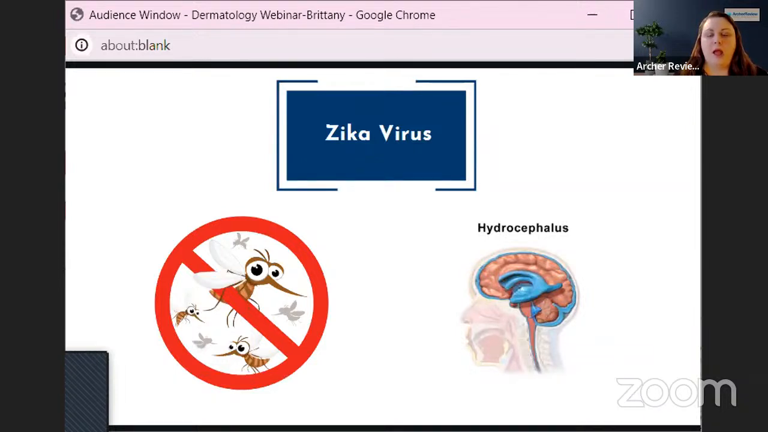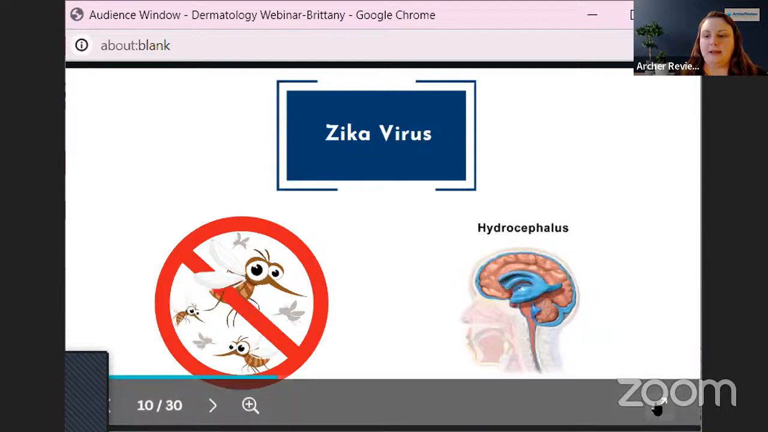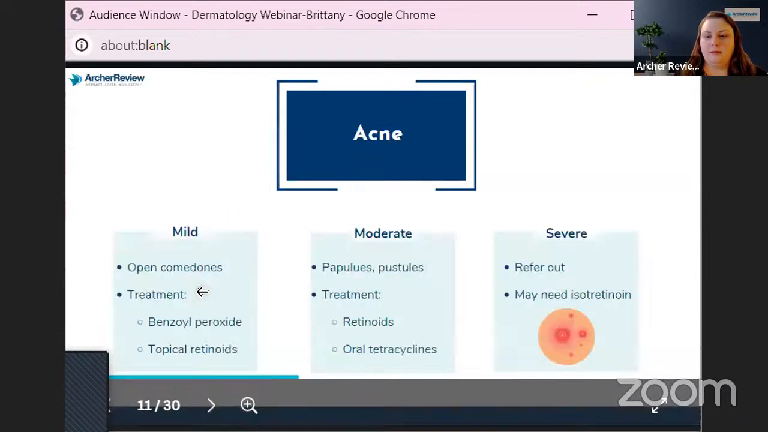So, okay, let's take a look at our next one, which is acne. Who wants to tell me what the first line treatment of acne is going to be? Anybody?